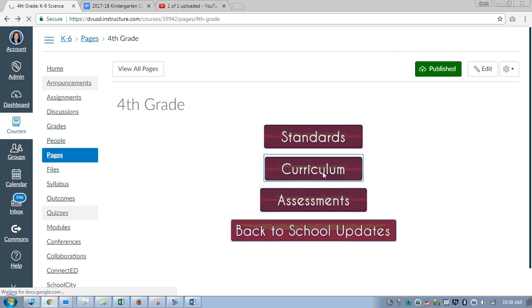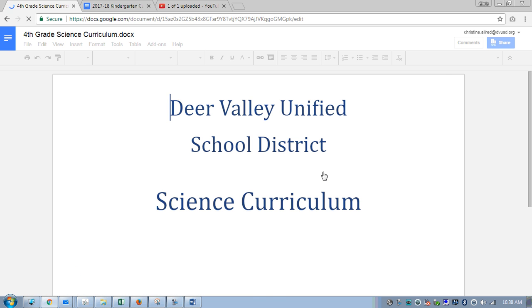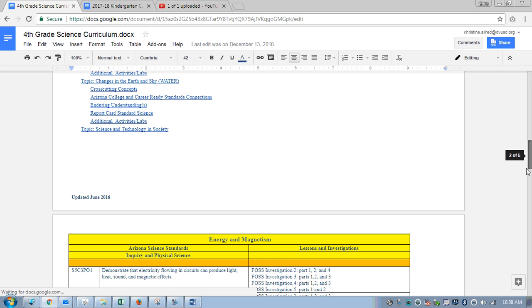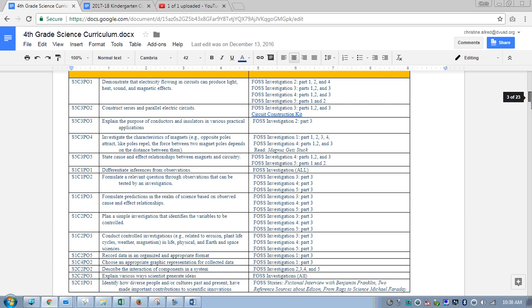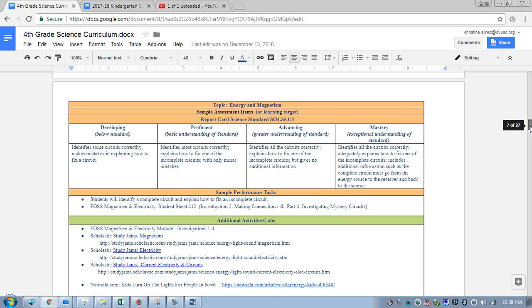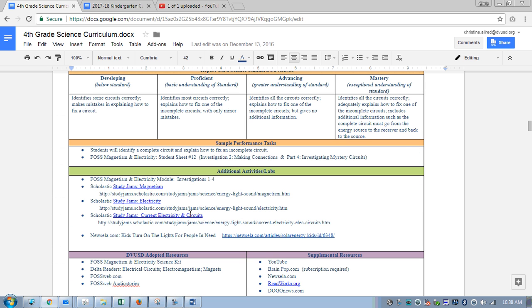This curriculum tab will take you to the district curriculum guide for 4th grade. The one thing that I want to point out in this particular guide: a lot of this is the same information that you saw in the correlations guide from FOSS, so you're seeing where the investigations match up with the state standards. But what I also wanted to point out is that for each area, there are also some additional activities and labs in here. So for some of the concepts that are not covered in FOSS, you might be able to look in here if you need ideas for supplementary lessons to be able to cover all of those standards.